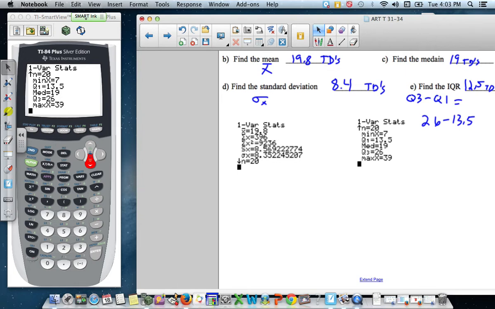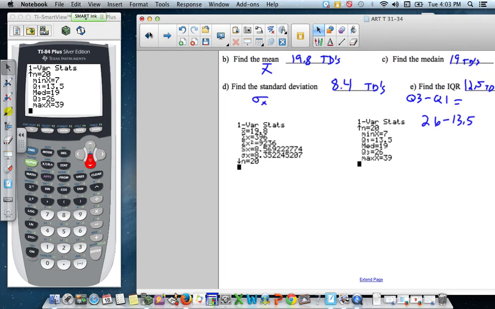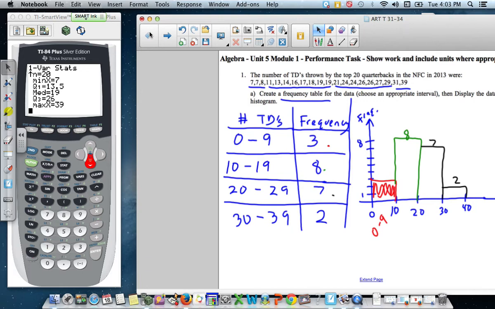So now when we do part F, we're describing the distribution. The shape of the distribution is either symmetric, right skewed or left skewed. As I look at my histogram, I see that it's fairly balanced left and right. One side isn't stretched out more than the other.